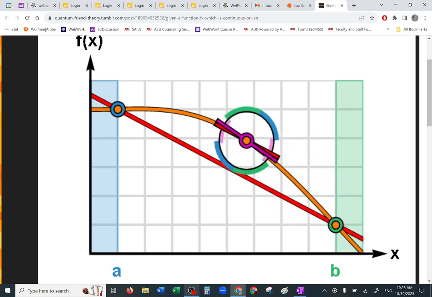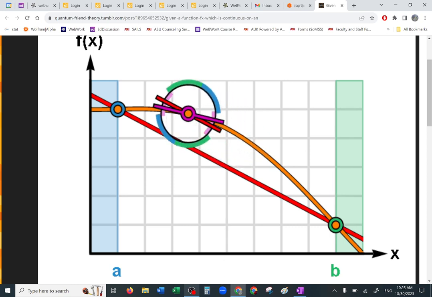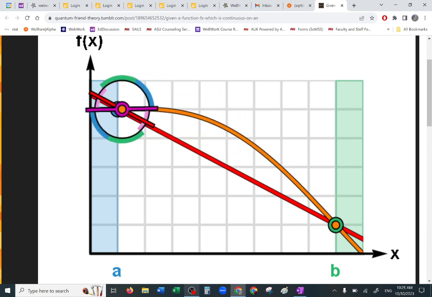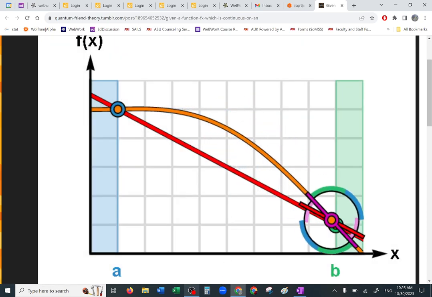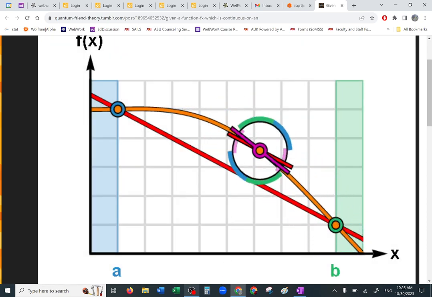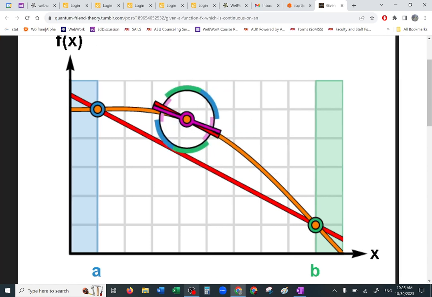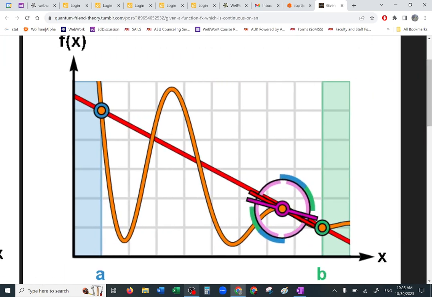Does it make sense? That's the average of your grades, for example. So at some point, there will be a point C between A and B where there will be a tangent line parallel to the secant line. That is the idea.